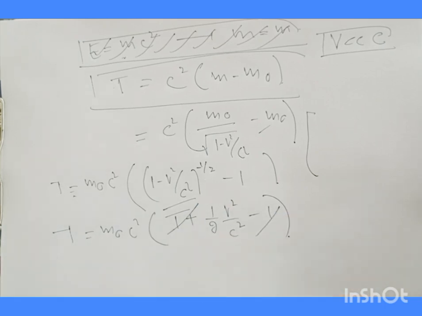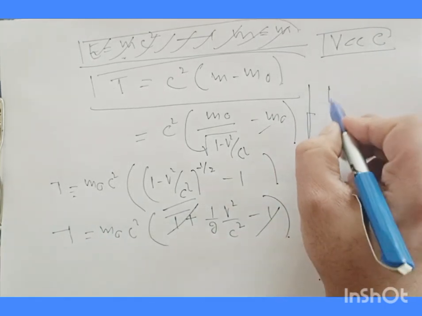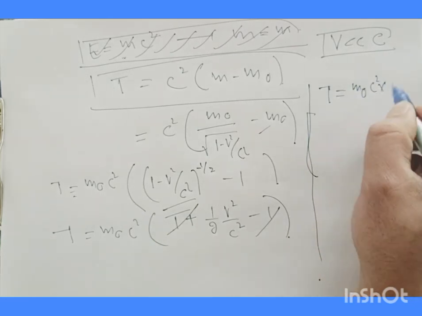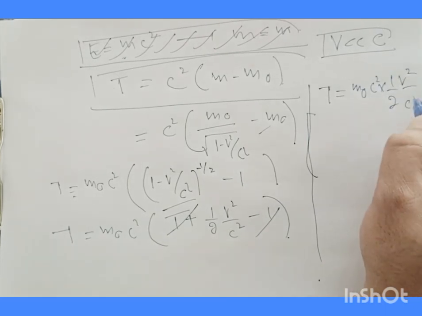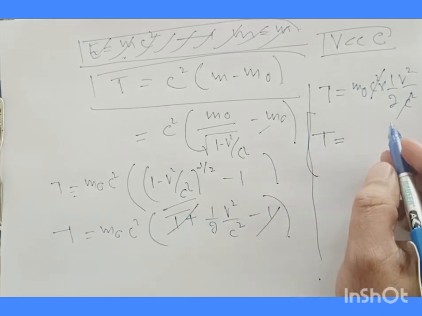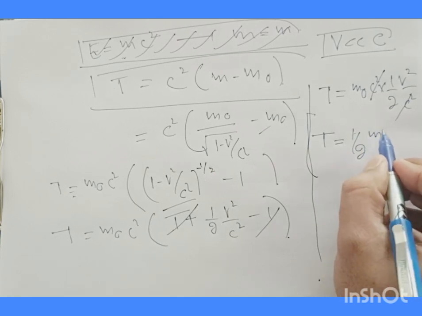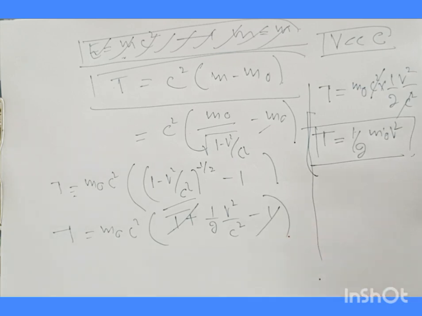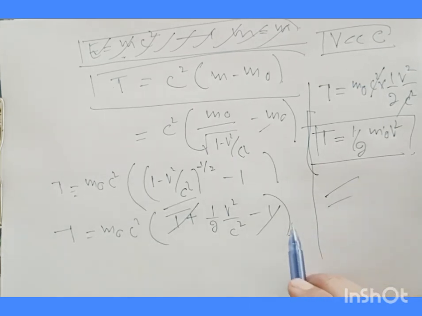So this minus 1 and plus 1 will go. What we'll be left with is T is m naught c square times 1 by 2 v square by c square. This c square and c square is going to cancel. So what we obtain is T, the kinetic energy, is simply 1/2 of m naught v square, which is the classical kinetic energy, the Newtonian kinetic energy. So what we see here is that the kinetic energy of a particle moving with a speed very, very less than that of the speed of light is basically an approximation of the relativistic kinetic energy.